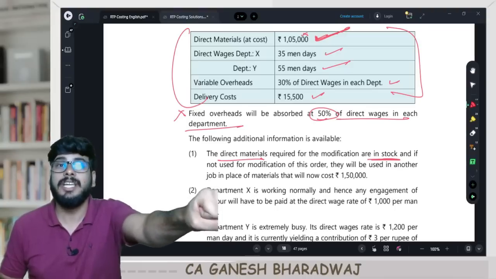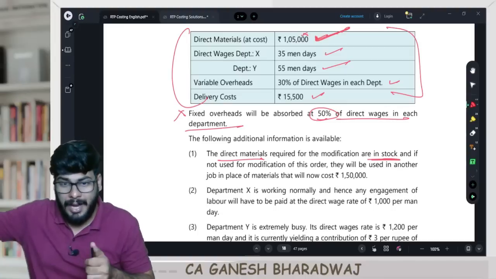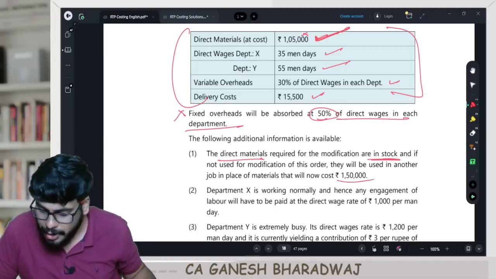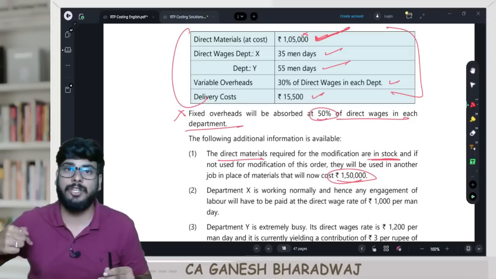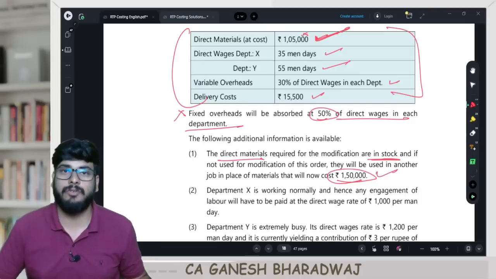Now what they are saying is, for another job, if I have to buy the material today, it will cost 1,50,000 rupees for me. The same material, if I were to buy it today, it will cost me 1,50,000. Are you clear with this?